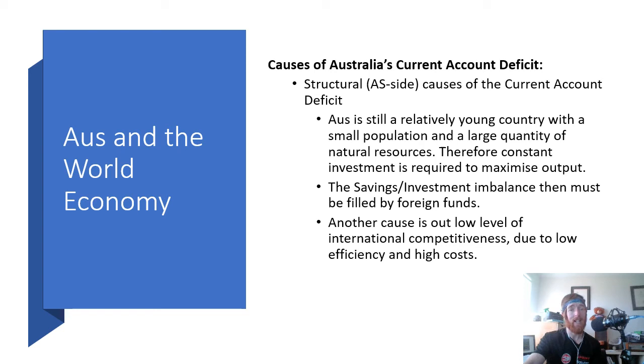And another cause is our low level of international competitiveness due to low efficiency and high costs. So like we've always been saying all year, we have one of the highest minimum wages in the world, and because of that, we can't really compete with a lot of overseas countries, and that can lead to us having to just import things from overseas because we're not as competitive. You look at the car manufacturing industry closing down. You look at a lot of businesses moving a lot of simpler jobs offshore. It means that because we're not efficient and we have high costs, we end up importing a lot more than we export, and that's because of our low international competitiveness. And these are all structural causes of our current account deficit.